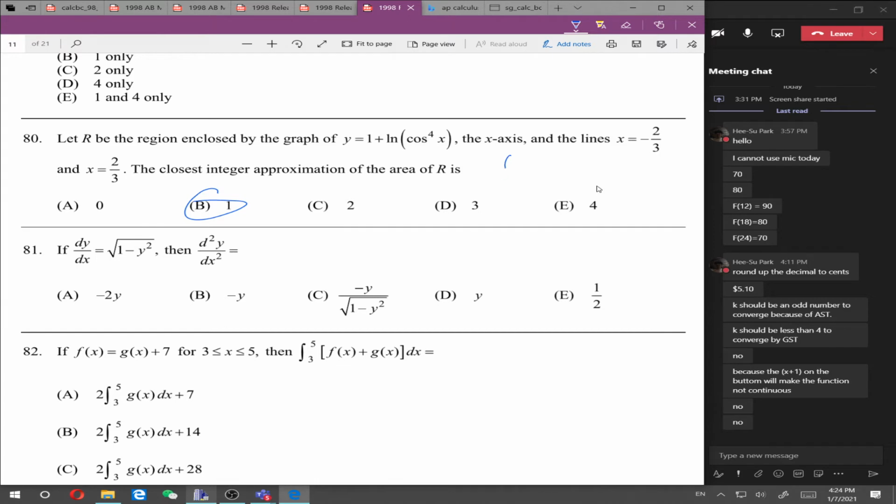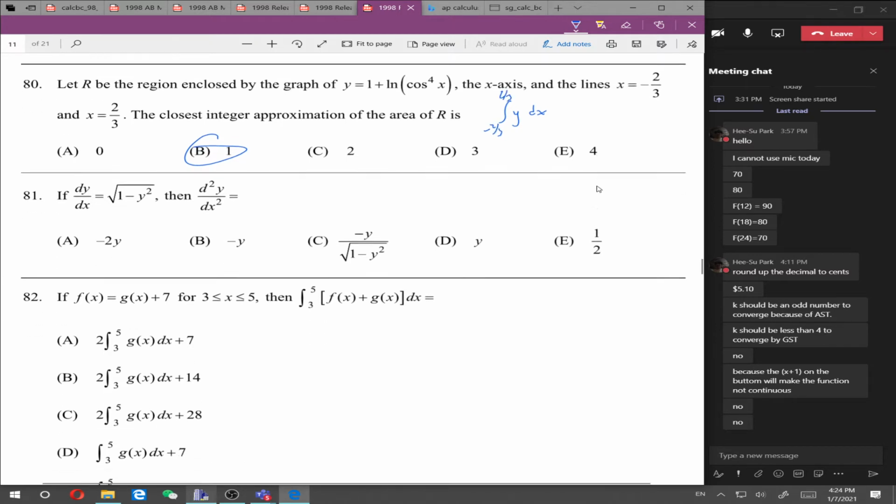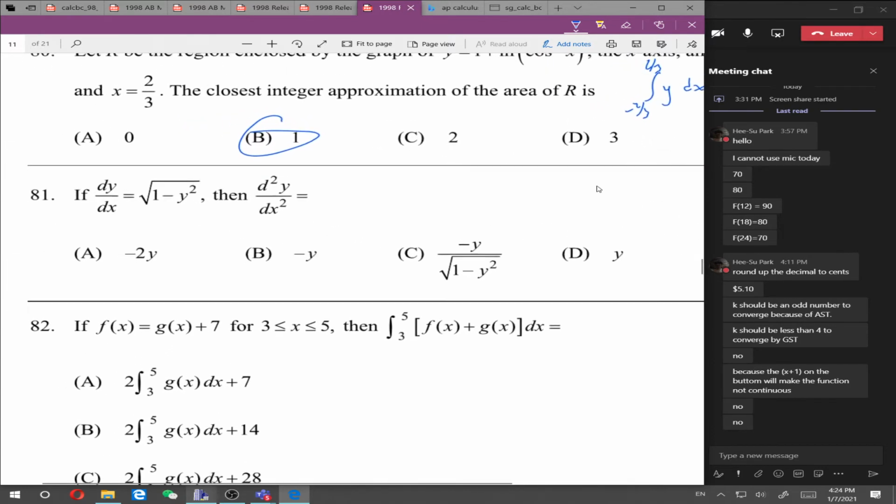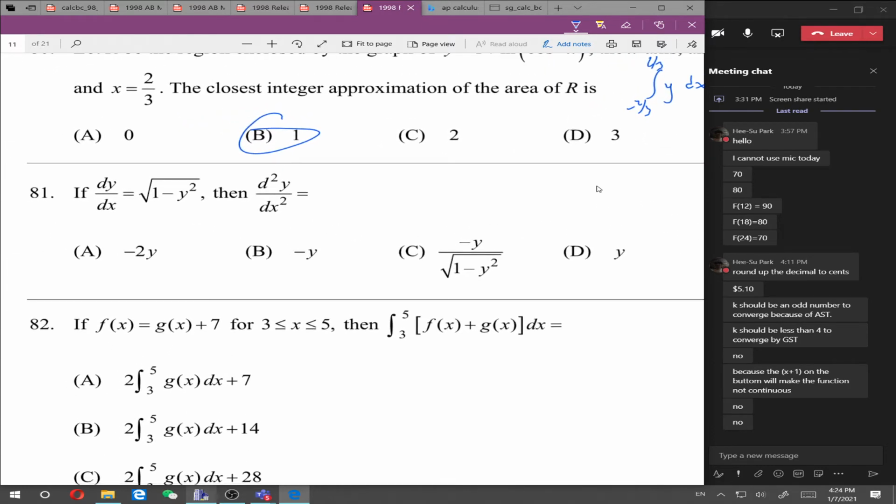Okay, I'm just going to write over here, we integrated y in terms of x from negative 2/3 to positive 2/3. Okay. Over to Kyle. I've got our derivative up here is the square root of 1 minus y squared. I want to know what the second derivative would be in terms of x.